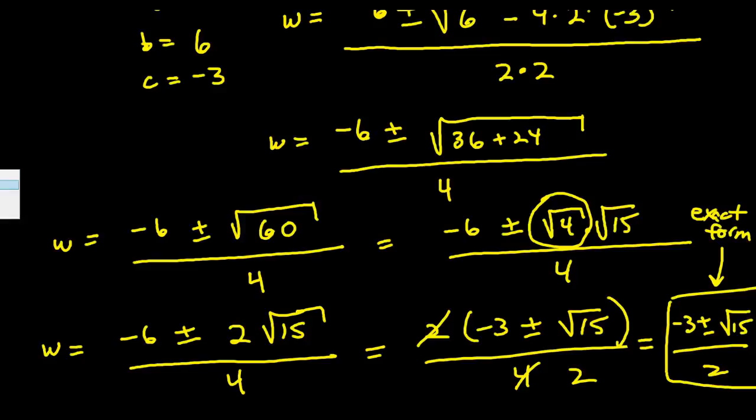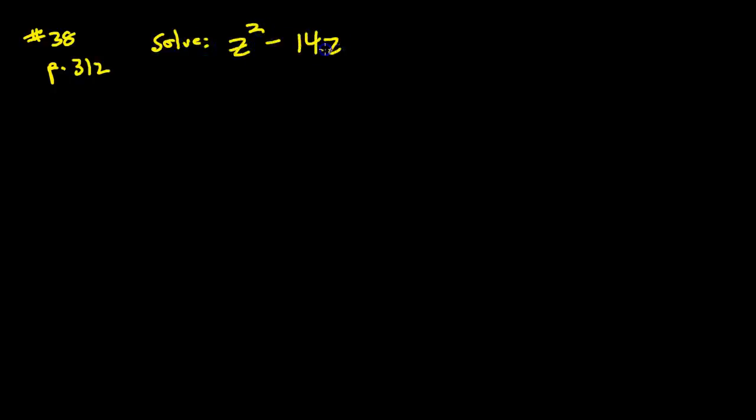All right, I'm going to do a couple more examples here from the homework list. Let's look at number 38 in the set of exercises at the end of section 10.3. This is on page 312. Another degree 2 equation. I'll solve z squared minus 14z plus 45 equals 0. And again, I'm asked to do it via the quadratic formula.